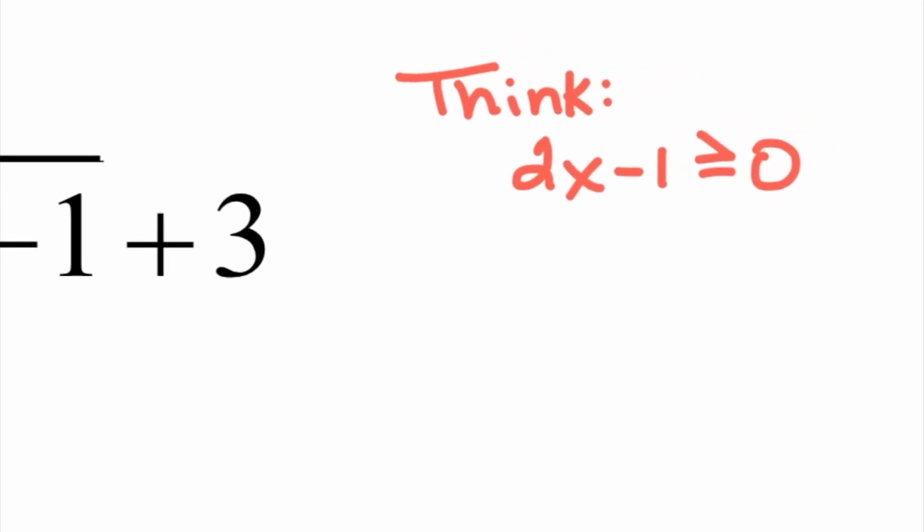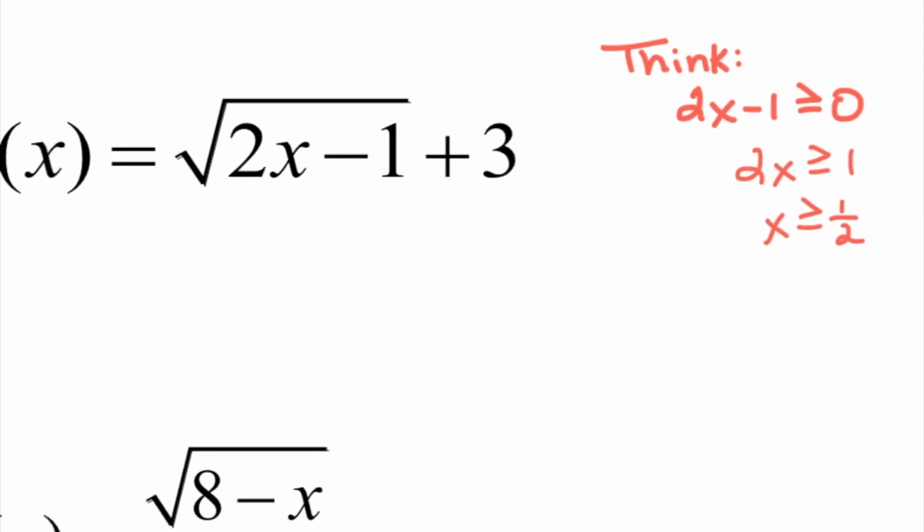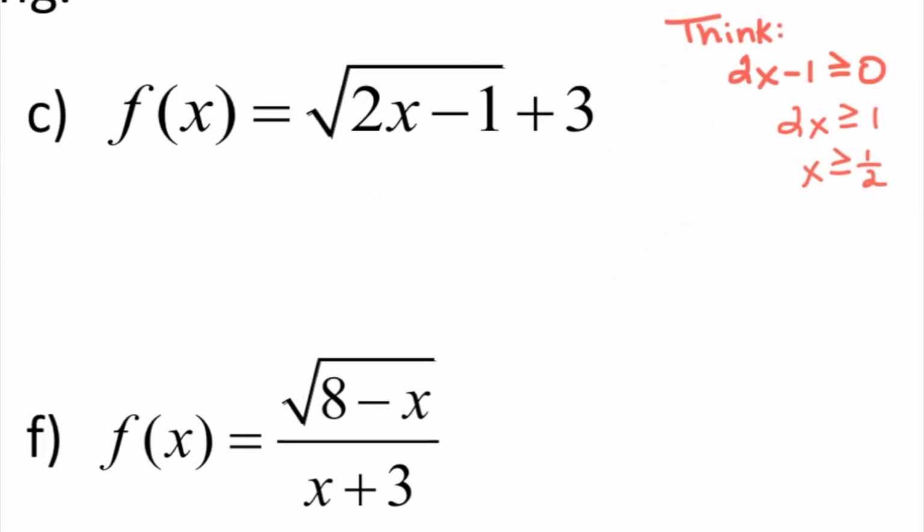The square root of 0 is just 0. But then in this case, 2x would have to be greater than or equal to 1. Divide both sides by 2. X would have to be greater than or equal to 1/2. And so for this function, x is greater than or equal to 1/2, so it would include the 1/2 because of the or equal to, and it would be all numbers from 1/2 all the way up to positive infinity.